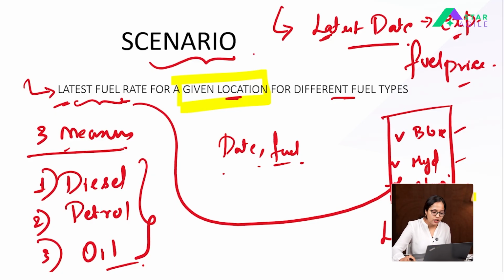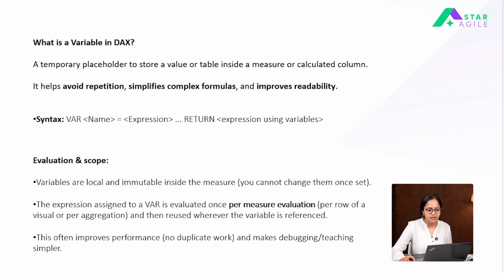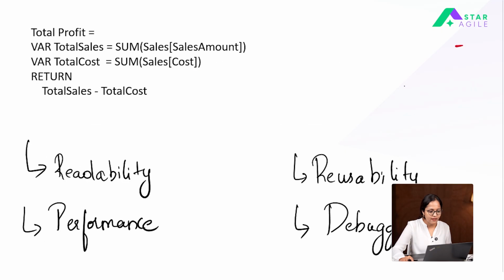So that brings us to a question as to what are variables? Variables are nothing but a temporary placeholder which is there to store a value. So what am I talking about? Just have a look at this measure, guys. I have created a measure called total profit. So how do you get total profit? It is by subtracting total sales minus total cost. Here I'm basically storing the total sales and the total cost in something called a variable, right? So variables are ideally used to store some value.